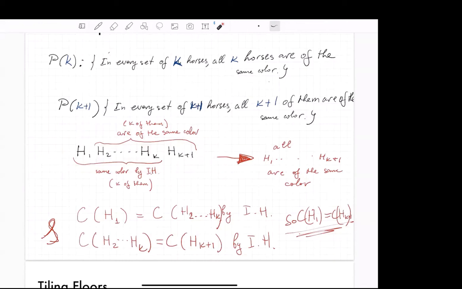I mean, what's wrong with this? This is true. This is true. I mean, so if we assume that all k horses are of the same color, then all k plus 1 horses will be of the same color. So what am I missing? Somehow, I'm told to use this template, and I'm doing what I'm told. Somehow there's something wrong. All right, so please help me out.